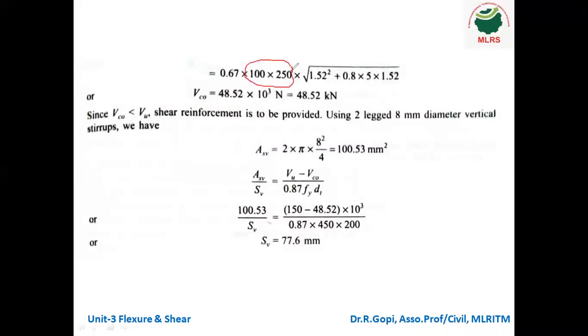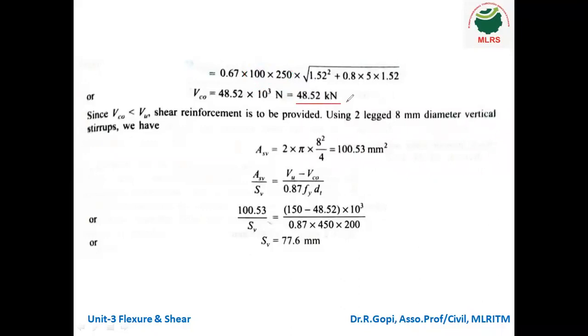So bd is the cross section of the beam, into root of ft square, ft is 1.52, square plus 0.8 into fcp, is the compressive stress due to pre-stress, into ft is 1.52. So how much did you get? 48.52 × 10^3 Newton. So it is in Newton. You convert into kilonewton: this 10^3 gets cancelled, that means divided by 1000. So we got 48.52 kilonewton.